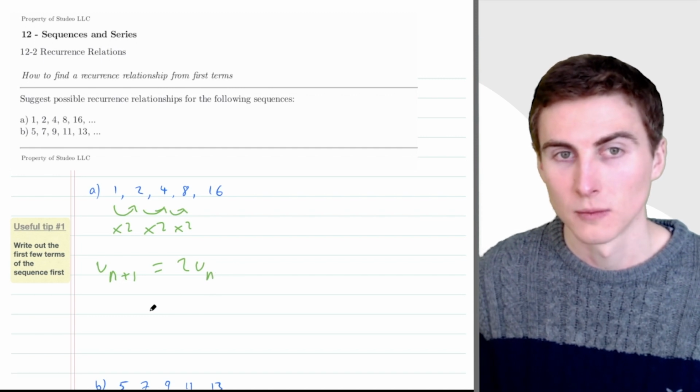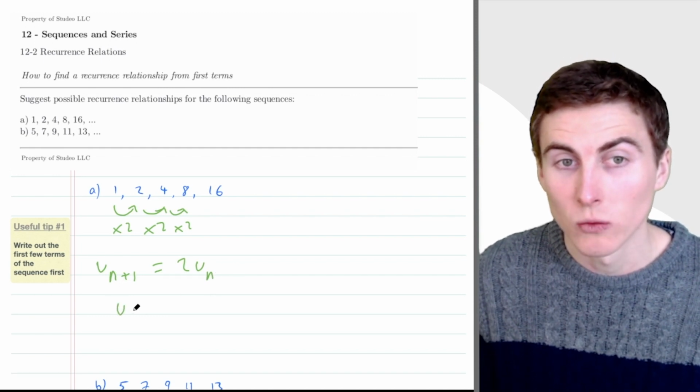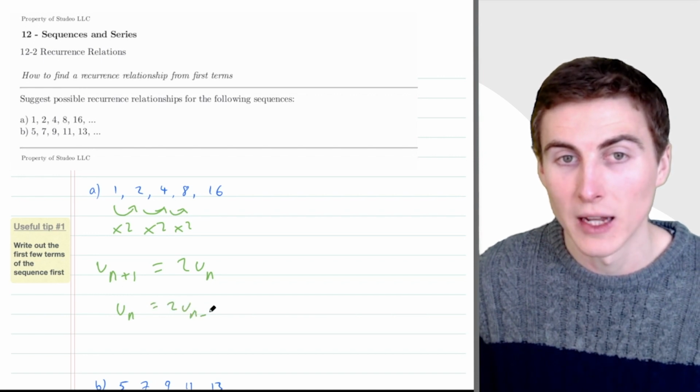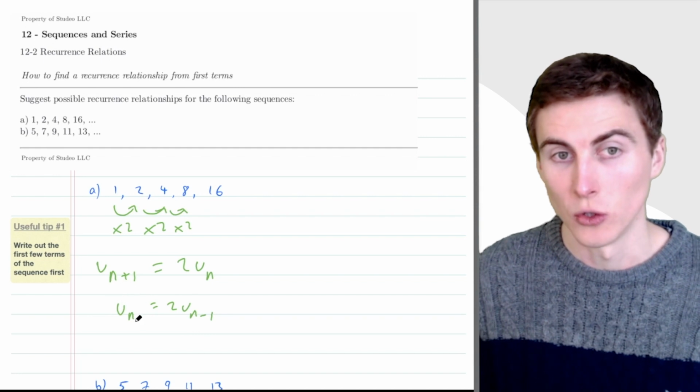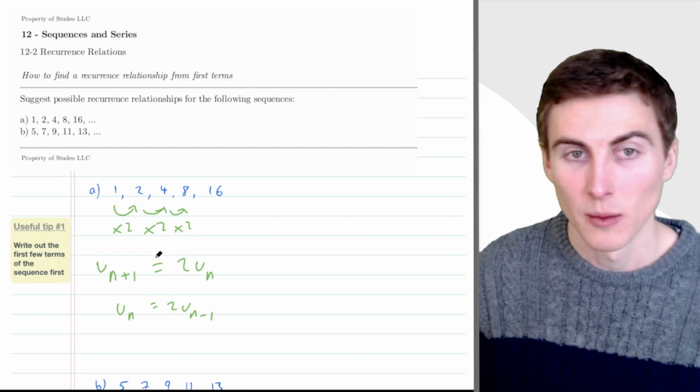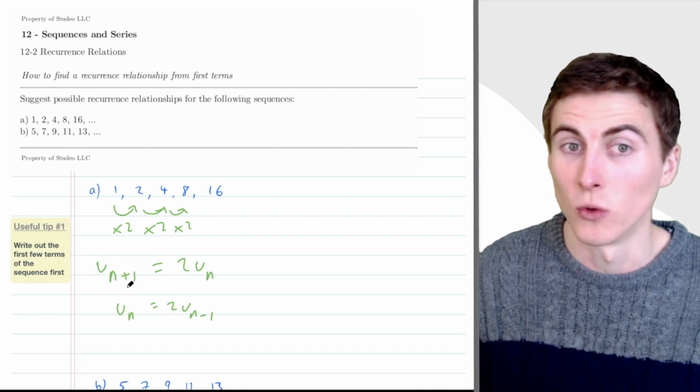And that's it. Or if you wanted to, another way to write it would be to say that u of n is 2 times u n minus 1. So to get the term that you're looking for, just do 2 times the previous term. Both of these mean exactly the same thing, so whichever one you get would be fine.